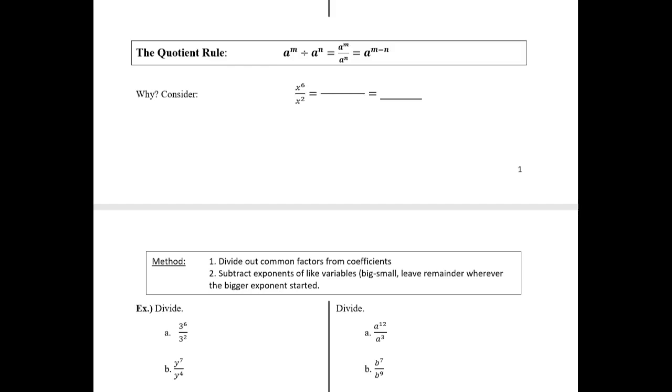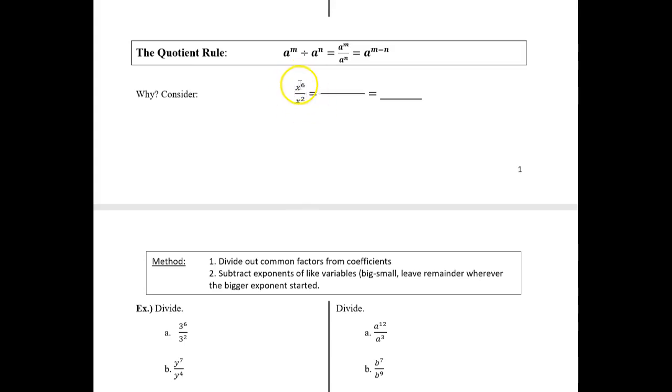Hello again. We are back with the quotient rule of exponents. This is another property of exponents. It says if I have two quantities with the same base raised to powers, we subtract those exponents. And the question is why? So again, we're going to take it back to an example, breaking it down to what do those exponents mean.